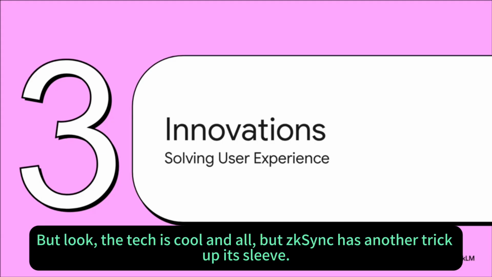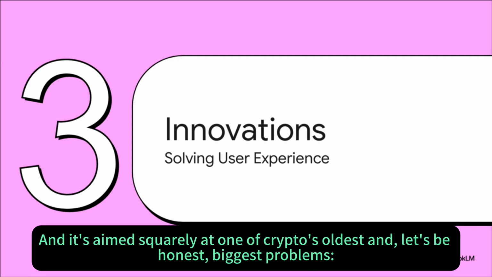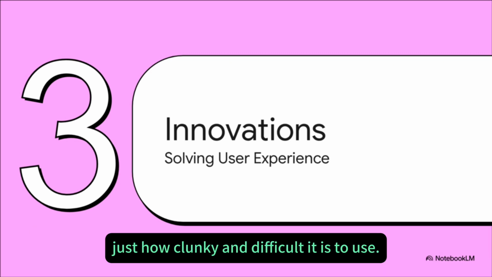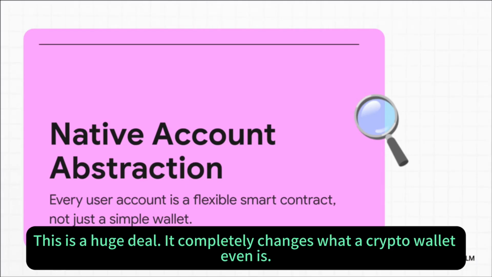But look, the tech is cool and all. But zkSync has another trick up its sleeve. You could even call it a secret weapon. And it's aimed squarely at one of crypto's oldest and, let's be honest, biggest problems. Just how clunky and difficult it is to use. And that secret weapon is Native Account Abstraction.